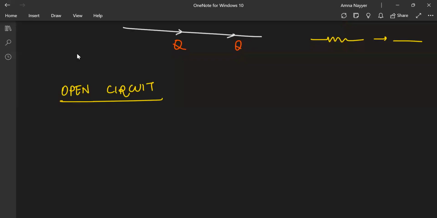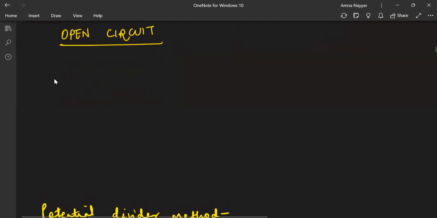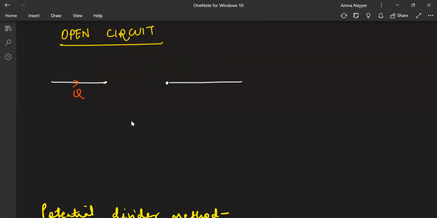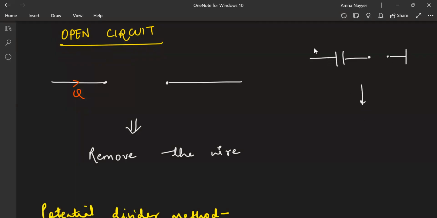Open circuit basically means your wire is present and there is a cut in the wire like this. So what will happen? Charge will flow till here, no charge will come till here. So you can replace this without any wire. You can just simply remove the wire from your circuit.